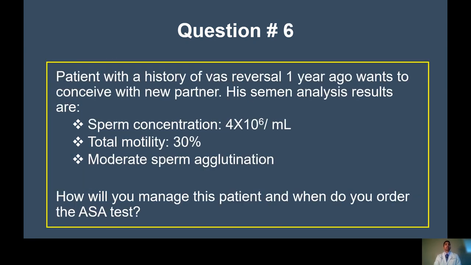Clinical question number 6. A patient has a history of a vasectomy reversal 1 year ago and wants to conceive with a new partner. His semen analysis results are as follows. He has a sperm concentration of 4 million, motility of 30%, and moderate sperm agglutination. How will you manage this patient, and when do you order the anti-sperm antibody test?